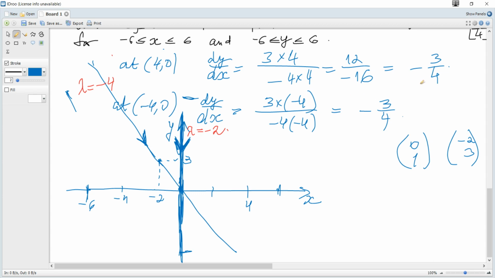dy over dx, what is it? It's the gradient of our curve, so it will be the gradient of our trajectory. It's -3 over 4. It's by magnitude a bit less than 1. 1 is at 45 degrees, so it's a bit more horizontal than at 45 degrees. And also it's not necessary here because we understand that with two negative eigenvalues, all trajectories will be directed to the origin, so the arrow will be in this direction.